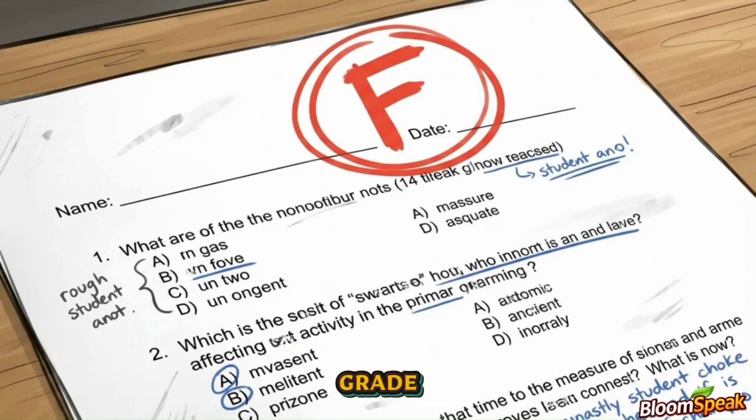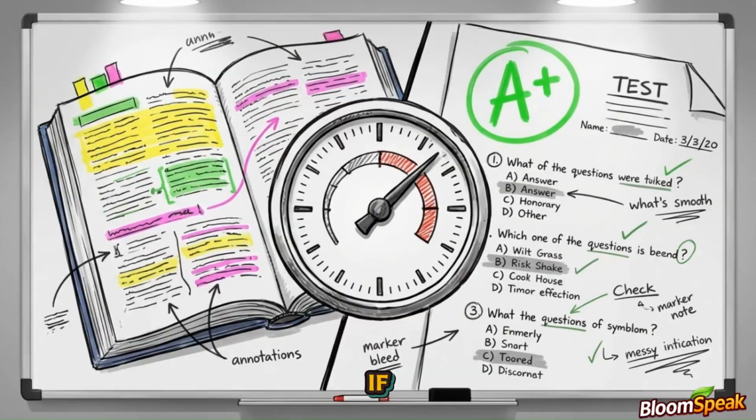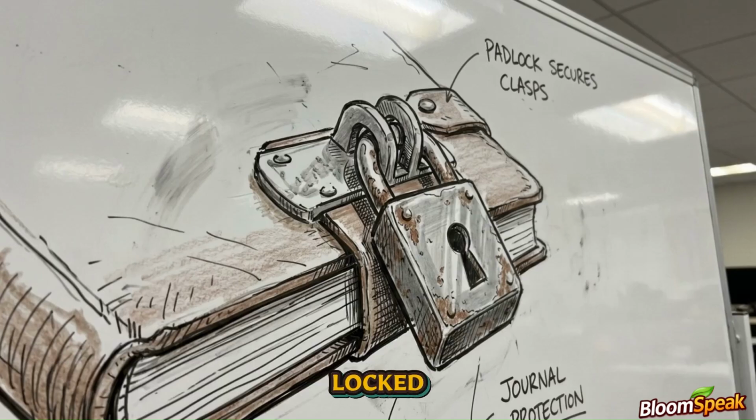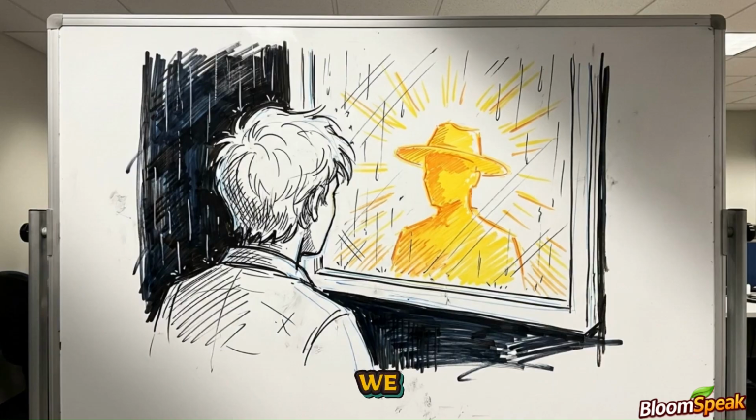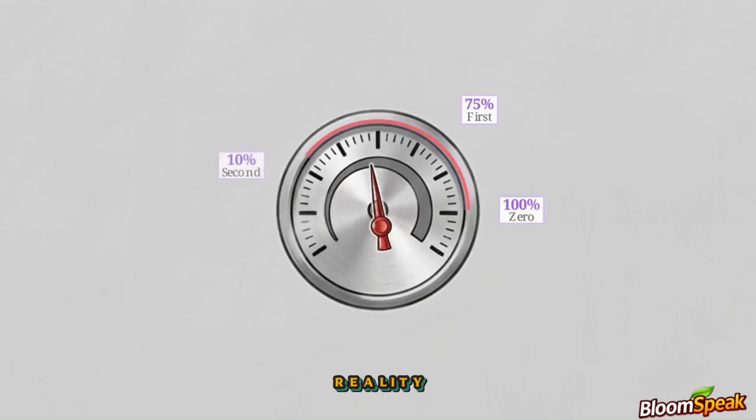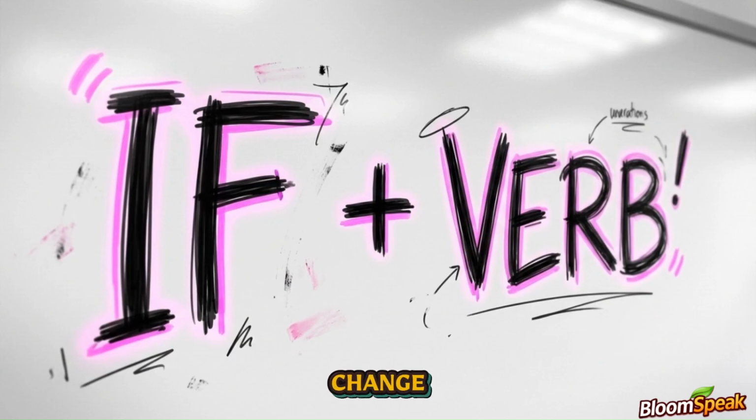If you missed a passing grade on a test, you might say, if I had studied harder, I would have passed. Because the past is locked and cannot be changed, this is how we express regret, relief, or just imagine how life might have been different. You now know how to work the reality dial. You can change the level of truth in any sentence just by adjusting those key words.